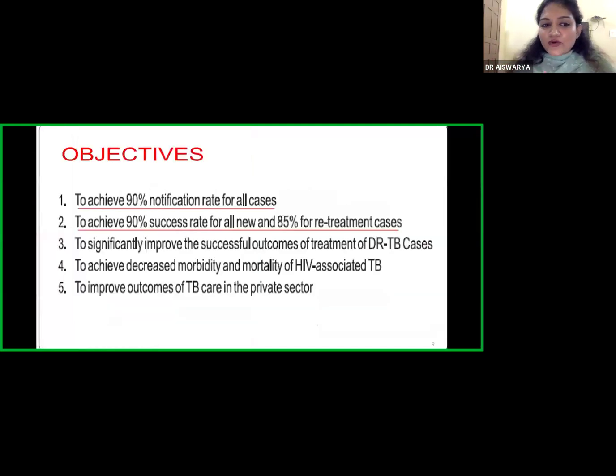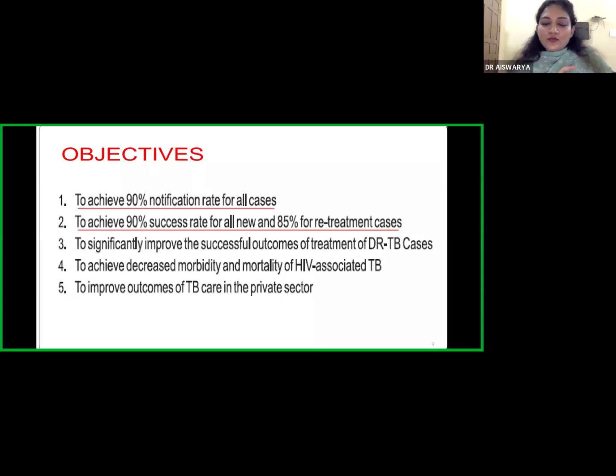So this NTP program has certain objectives. That is to achieve around 90% notification rate. We know TB is a notifiable disease. So around 90% notification rate is needed, and to achieve around 90% success rate in treating all new patients and 85% in retreatment cases. Also, they aim to improve the outcome of treatment of drug-resistant TB, and to decrease the morbidity and mortality associated with HIV-TB.